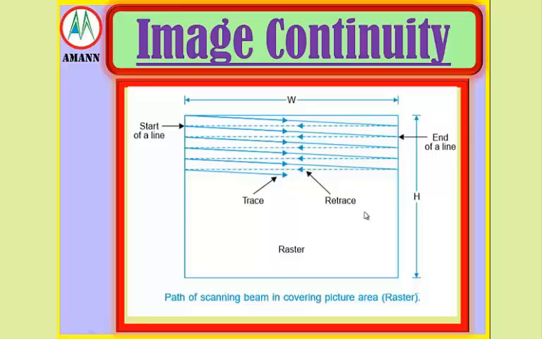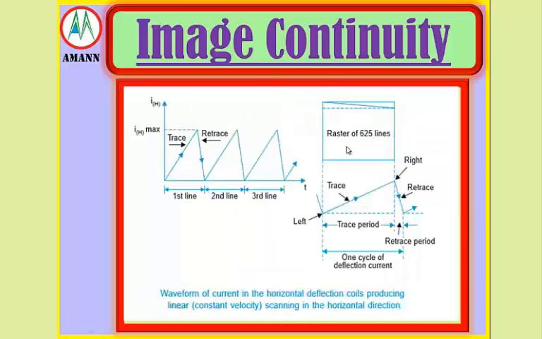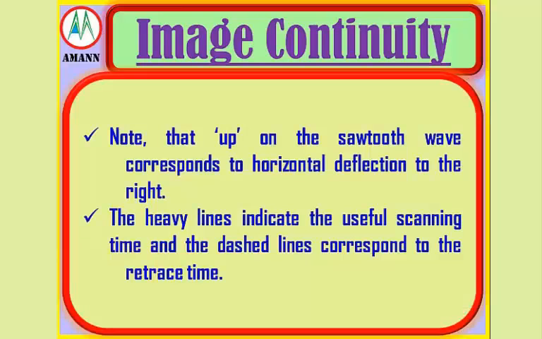The dashes symbolize the retrace lines, then the heavy lines indicate the trace lines in the raster. Again, this is the raster having 625 lines, and this is the sawtooth. In the sawtooth, this area corresponds to the horizontal deflection to the right. The dashed lines correspond to the retrace, and the hard lines correspond to the trace lines. So this is actually the waveform of current in the horizontal deflection coils producing linear scanning in the horizontal deflection. Note that up on the sawtooth wave corresponds to the horizontal deflection to the right. The heavy lines again indicate the useful scanning time, and the dashed lines correspond to the retrace time.